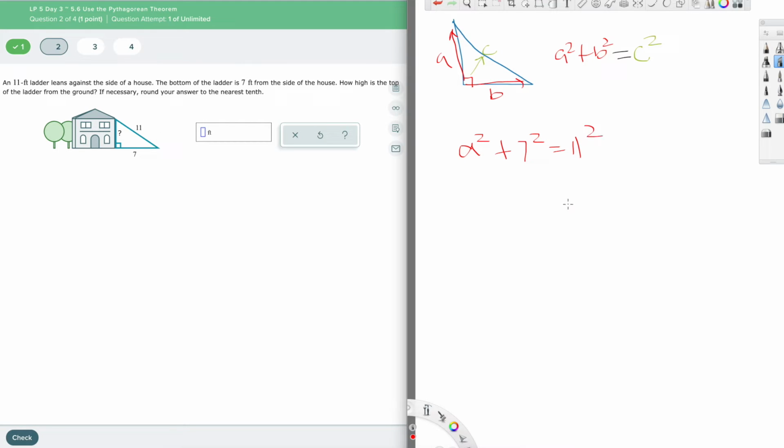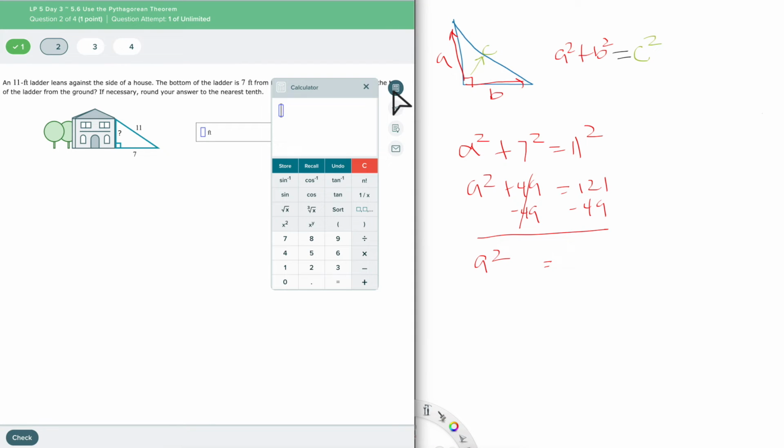So I have A squared plus 49 equals 121. And then minus 49, so I'm getting A squared by itself. 49 minus 49 cancels. So then we have, and I'm just going to go ahead and start typing this in because I have a feeling we're going to have to round. Yep, 72 is not a nice square.